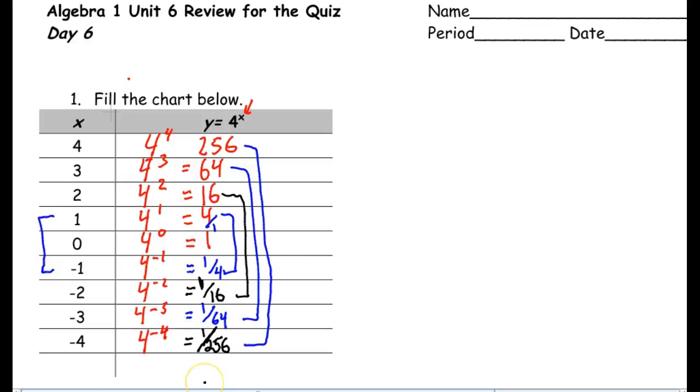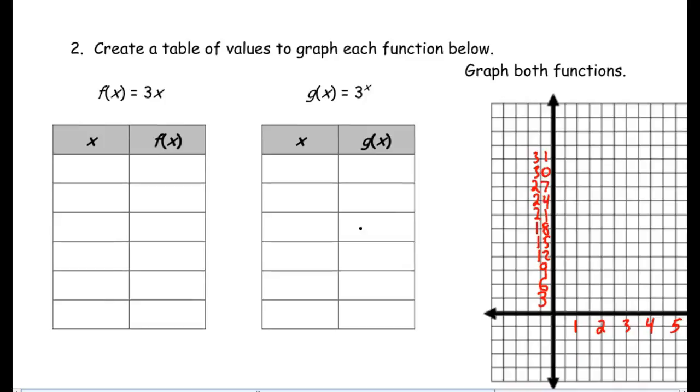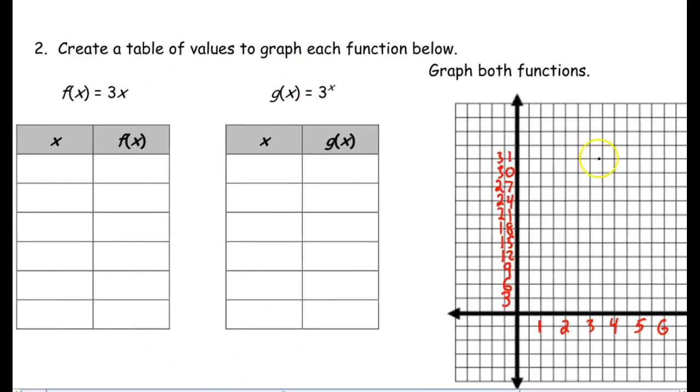Alright, so there's just a basic t-chart that we don't have to graph, so we can move on to the next. Okay, create a table for f of x, which is equal to 3x, and g of x, which is equal to 3 to the x power. So really just comparing the differences between these two. I've already set up the table here, or the chart, how we're going to graph it just to save time.